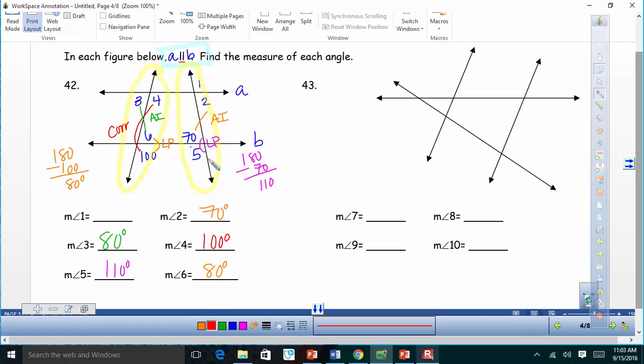Okay. And then 70 and 1, do they have a relationship? No. What does 1 have a relationship to? Okay. It has a relationship to 2 because it's a linear pair. It also has a relationship to 5 because they're what? Alternate exterior. So if 5 and 1 are alternate exterior, that means 1 is 110 degrees. Okay, any questions about that one?